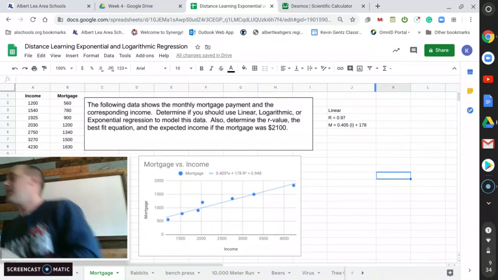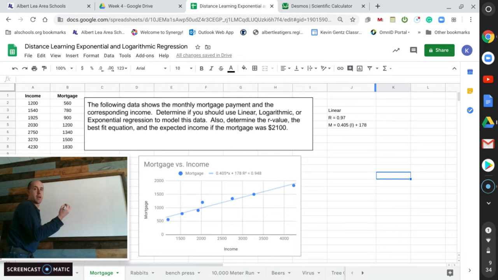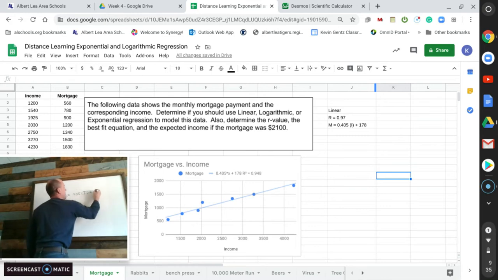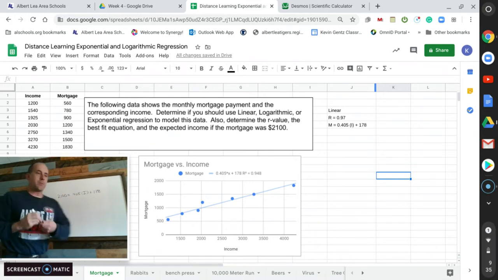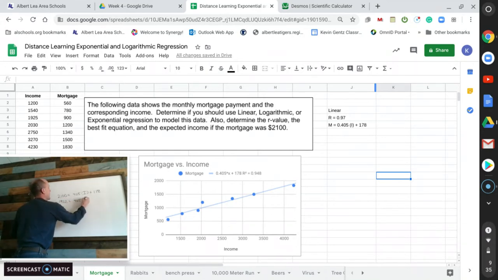So I'm going to go to the board for this one. Again, it says the mortgage was $2,100. So $2,100 goes in for mortgage is equal to 0.405 times your income plus 178. So I'm going to take my calculator here, turn it on, and I do 2,100. I subtract 178, and I get 1,922. 1,922 is equal to 0.405 times your income.